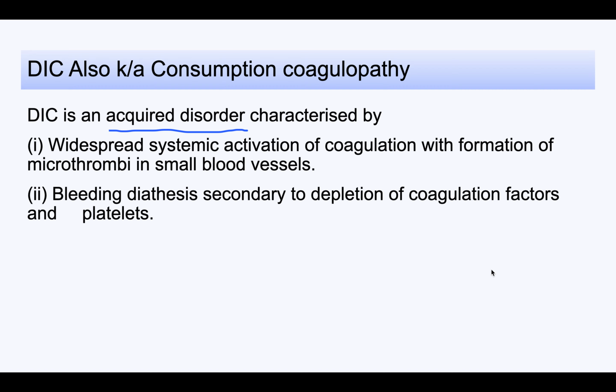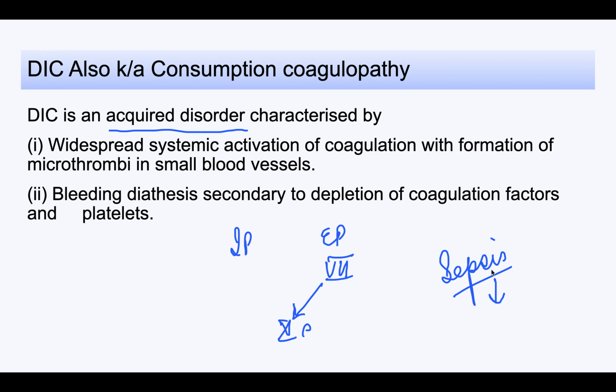Now there are many reasons behind this. If we take a reason like sepsis, sepsis is a known cause of DIC. Because of some cytokines, there is activation of coagulation. If you remember coagulation, we had the intrinsic pathway and the extrinsic pathway, and in the extrinsic pathway you had factor 7 which used to activate factor 10A. Then you had fibrinogen which gets converted into fibrin. So this is all taking place, there is widespread coagulation.